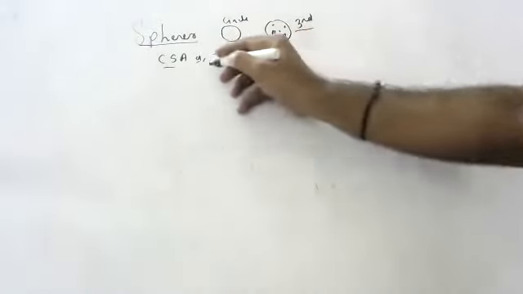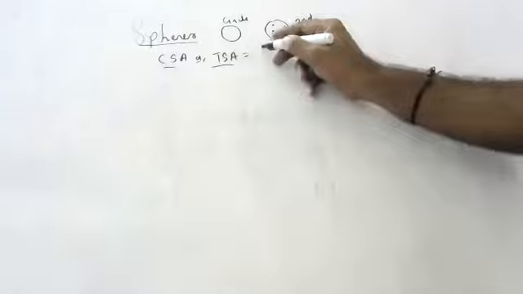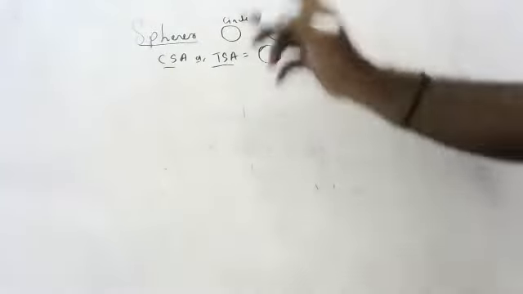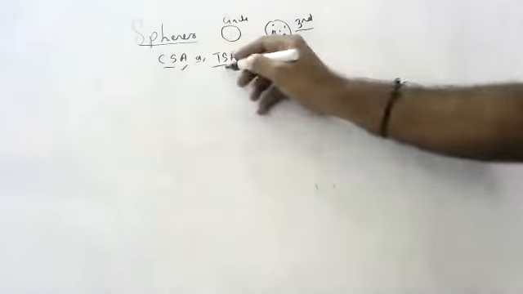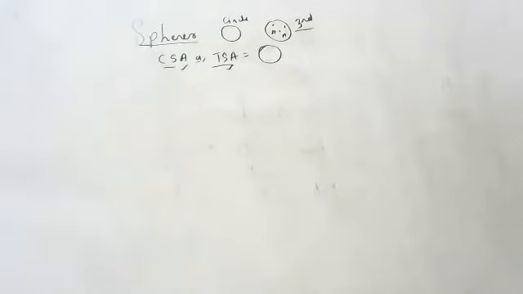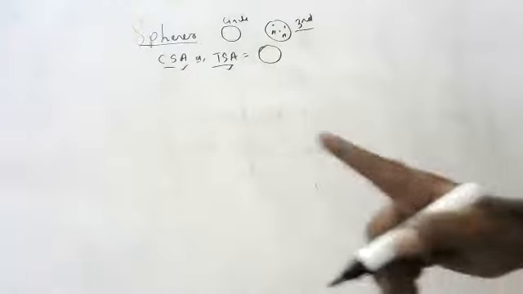In a sphere, CSA and TSA are the same, children, because the whole thing is included. In a sphere only, CSA and TSA are equal. Okay, children, I hope you are able to understand. There is no separate CSA and no separate TSA in a sphere.